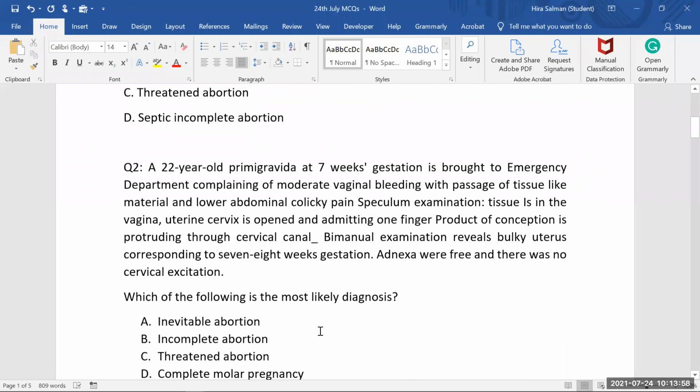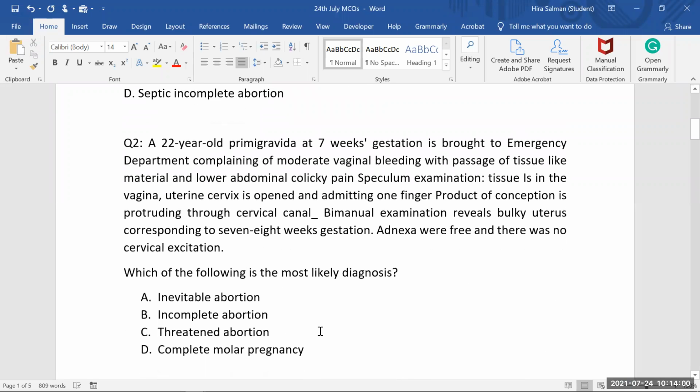Okay, for the second question, a 22-year-old primary gravida at 7 weeks gestation is brought to the emergency department complaining of moderate vaginal bleeding with passage of tissue-like material and lower abdominal colicky pain. On speculum examination, tissue is in the vagina, the uterine cervix is opened, admitting one finger. It means that the os is still open. Product of conception is protruding through the cervical canal. You can see some product is coming out.